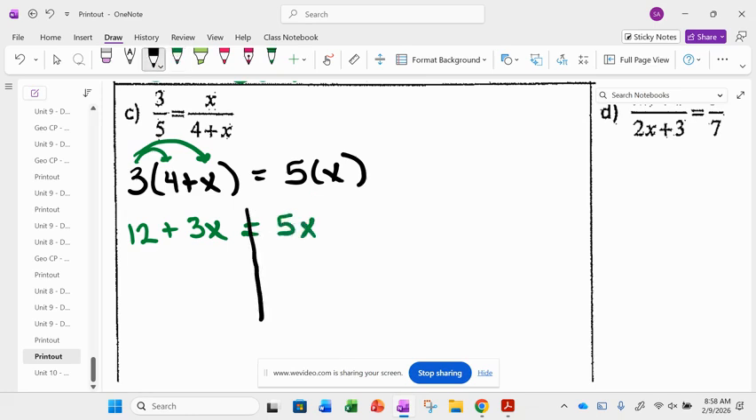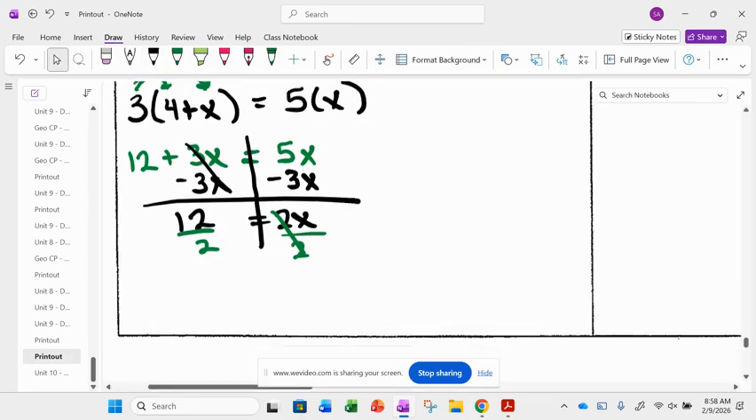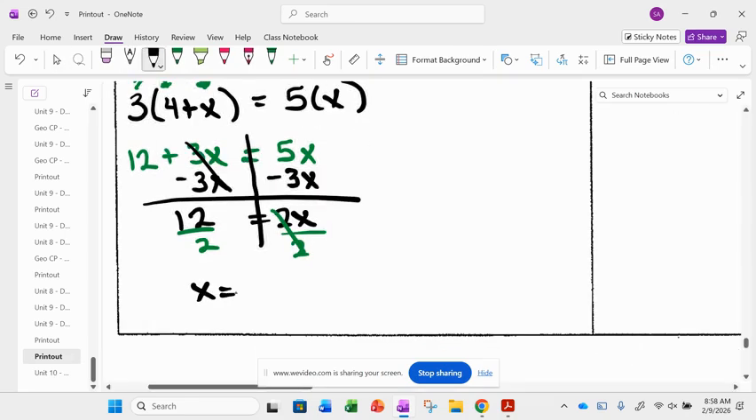Now what ends up happening is we have variables on different sides, so I need to subtract that 3x over. And when I do that, I have 12 is equal to 2x. And now we know how to solve this. So we divide both sides by 2. So x is equal to 6. How many people got that?